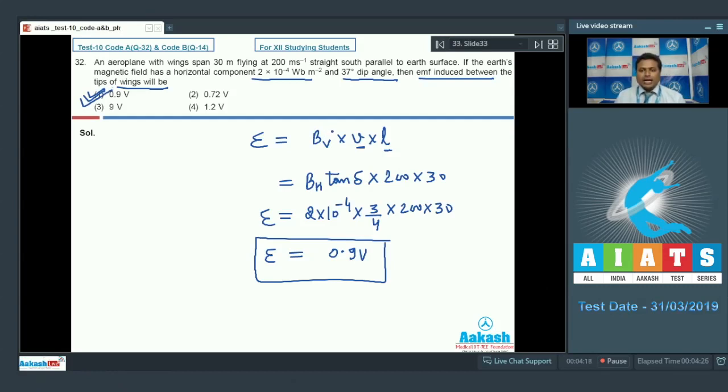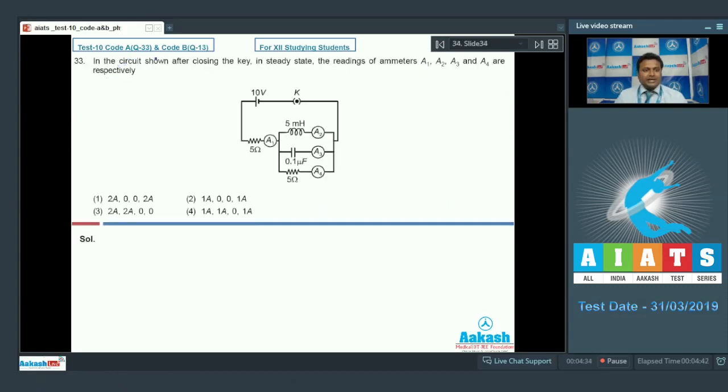Now let us proceed to the next question, that is question number 33. In the circuit shown, after closing the key, in steady state, mark the word steady state, the readings of ammeters A1, A2, A3 and A4 will be what? Now we know very well that in steady state, a capacitor acts as open circuited and an inductor acts as closed circuit or short circuited.